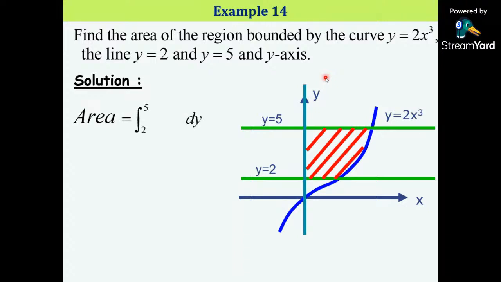Now you are ready to integrate from 2 until 5, and the function inside cannot be 2x cubed. You need to make sure the function inside is in terms of y. So we need to make x the subject. From here, we bring 2 to the other side and we will have power 1 over 3. So y over 2, power 1 over 3. Now everything is in terms of y, and we are ready to integrate.